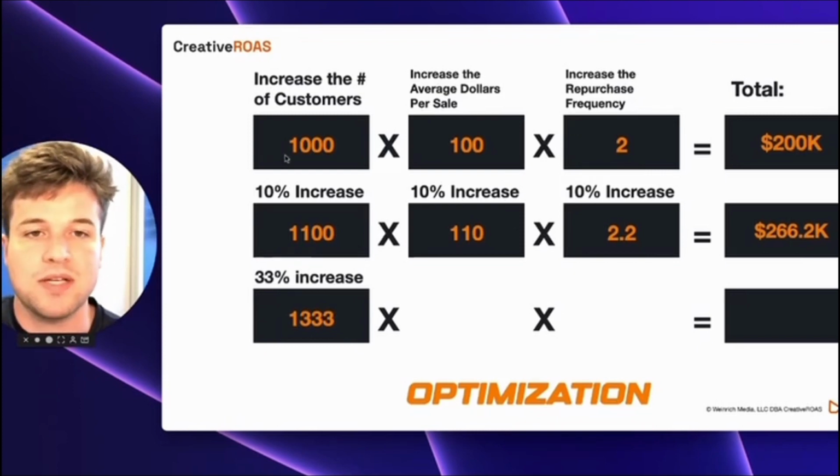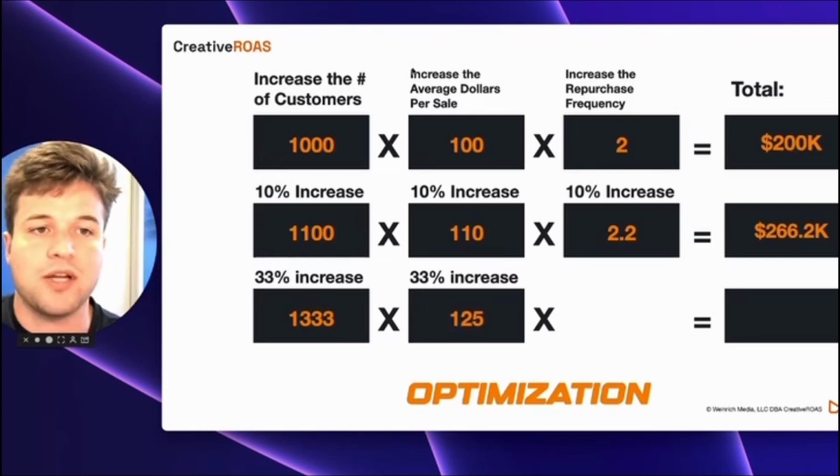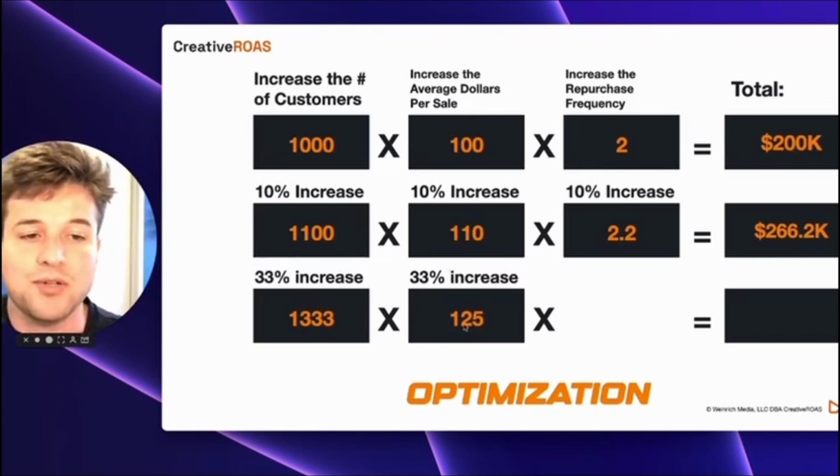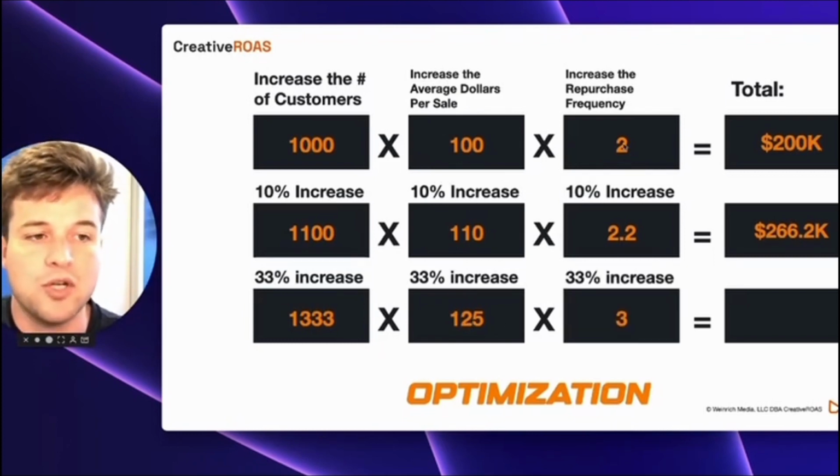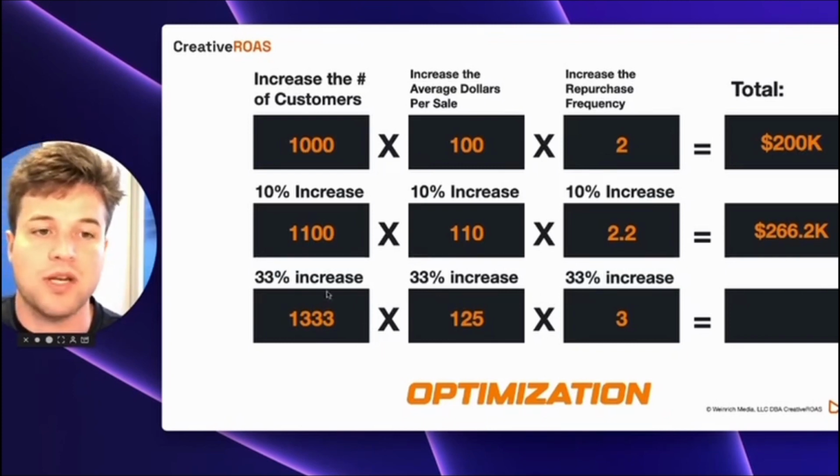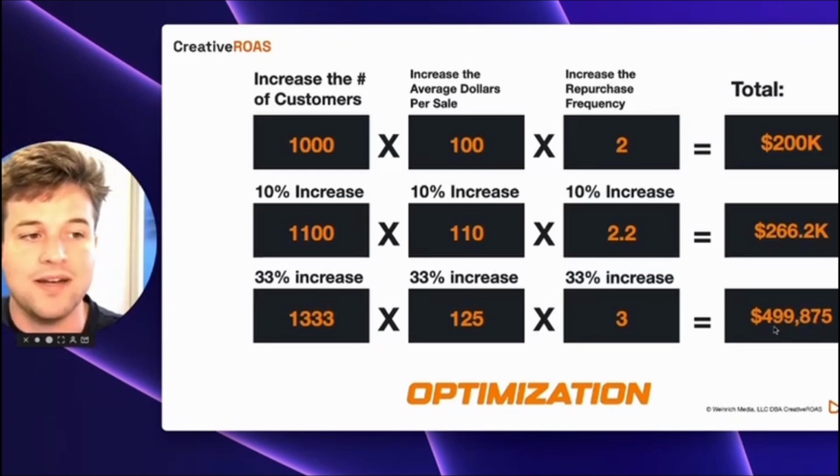A 33% increase from this baseline here is going to be 1,333 customers. A 33% increase on the average dollars per sale is going to be $125 spent with us instead of 100. A 33% increase on 2 is going to be a 3. Okay? So now, instead of just this baseline right here at $200,000, all we did was we increased each piece by 33%. That's it. And we netted $499,875. That more than doubled the business, and all that we did was get a 33% increase in each of these three areas. That's it.